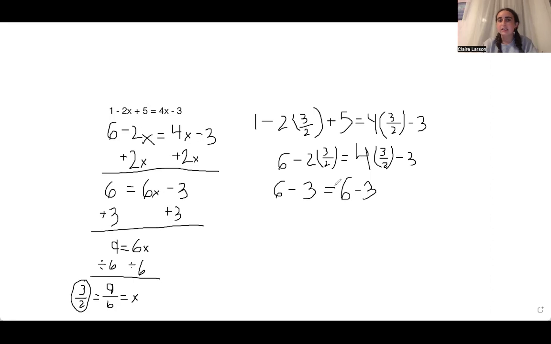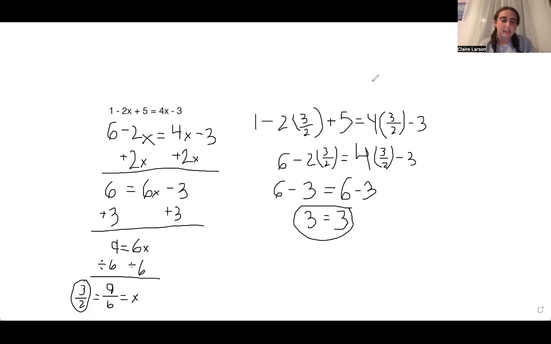Actually, we can already see, look, 6 minus 3 equals 6 minus 3. That's true. We can even go further. 6 minus 3 equals 3, and 6 minus 3 equals 3. So that's how we know we're done. Yay, we did it right.